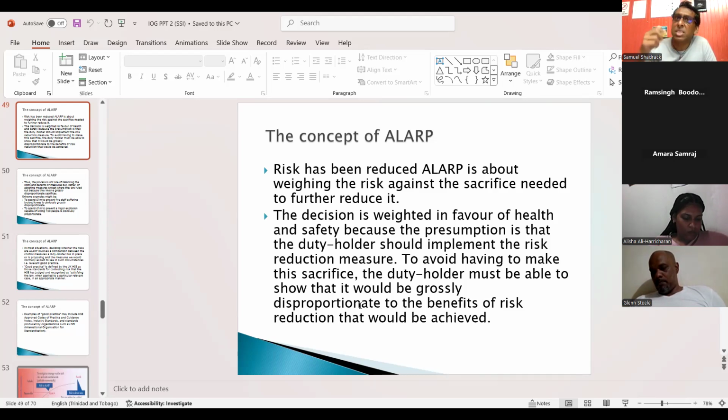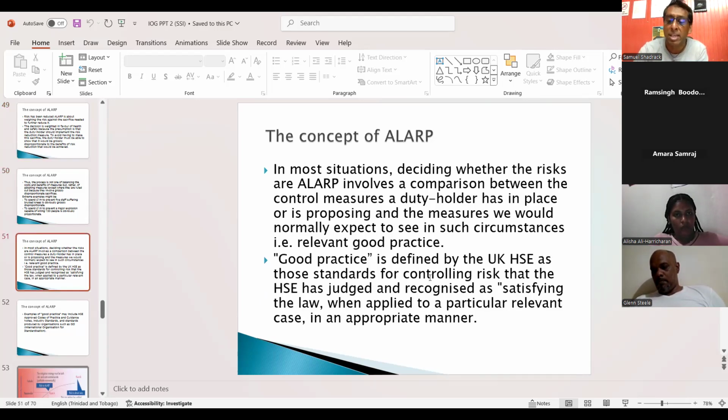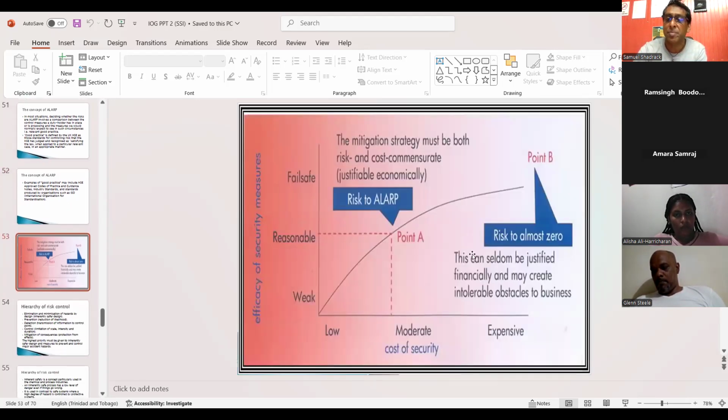And then you tell yourself that to spend 10 times the money on this one is going to be grossly disproportional. It's a gross cost. It's too expensive, right? So that's what the employer will say. The employer can avoid having to spend money if they can say that to spend this amount of money is too much. In other words, it gets into the expensive range, if you go back to the graph, right? Then they can get away by saying, look, this money is too expensive.